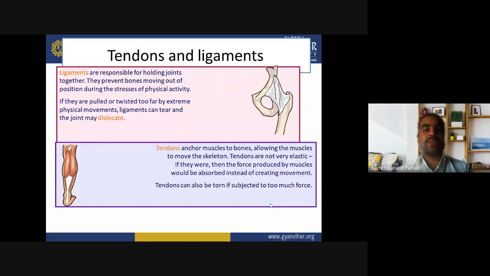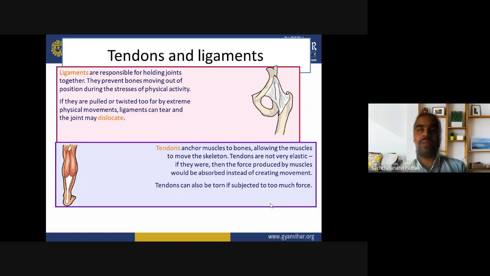Tendons anchor the muscles to bone. We know the tendon will connect the muscles to the bone. So tendons anchor the muscles to the bone, allowing the muscle to move the skeleton. Tendons are not very elastic. If they were, then the force produced by the muscles would be absorbed instead of creating movement.